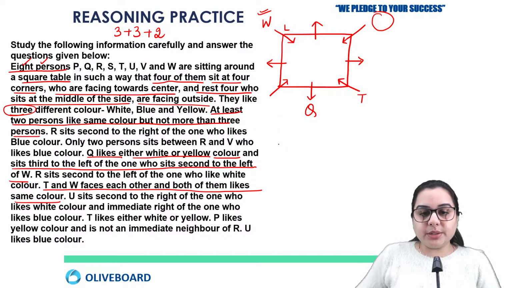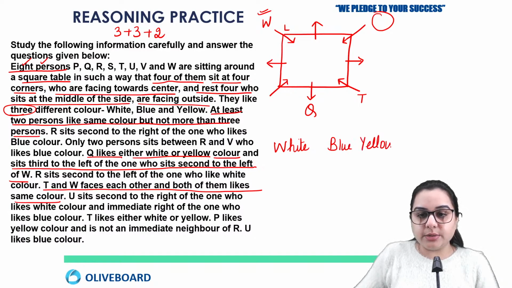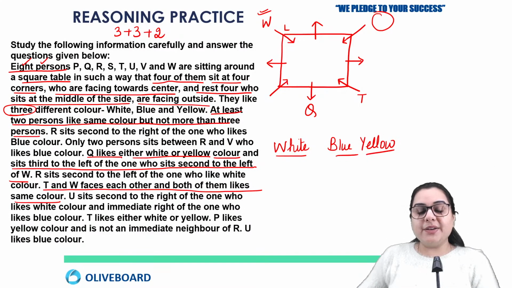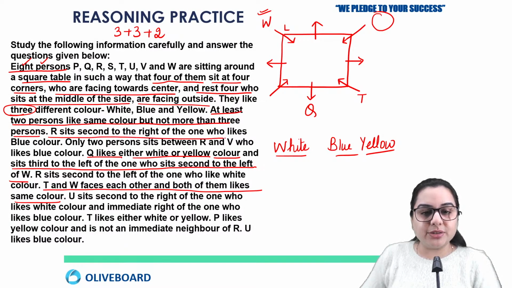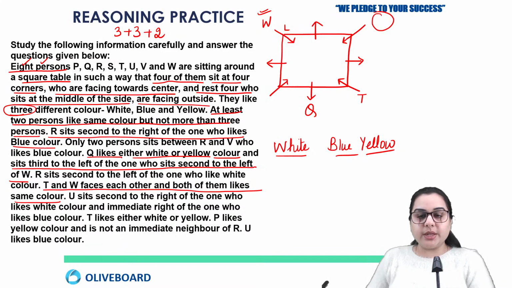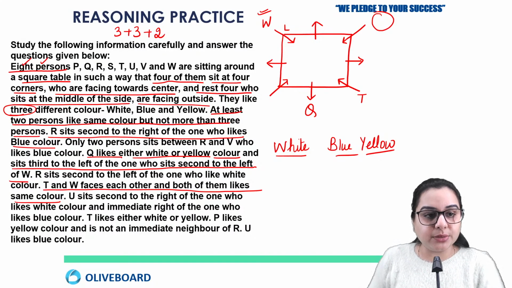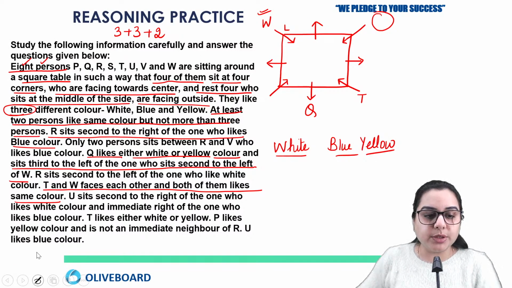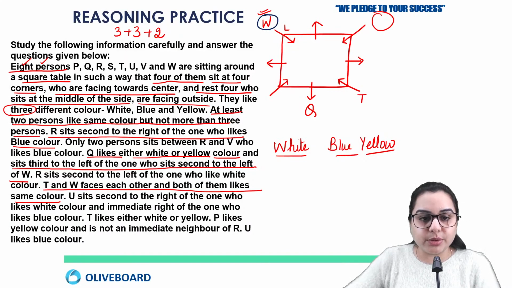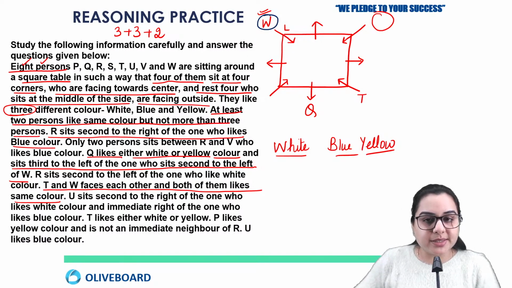Okay, so there are 3 colors which are white, blue and yellow, right? White, blue and yellow. Okay, so we have solved W, Q and T, right? So next what we can see is that there is some information that R sits second to the right of the one who likes blue color. Okay, so R sits second to the right of the one who likes blue color. First, what we are going to see: we have solved 3 persons whose names are W, Q and T. Now I check about W, if there is any information about W, let's see.